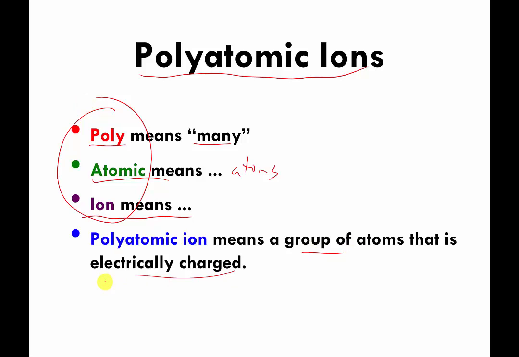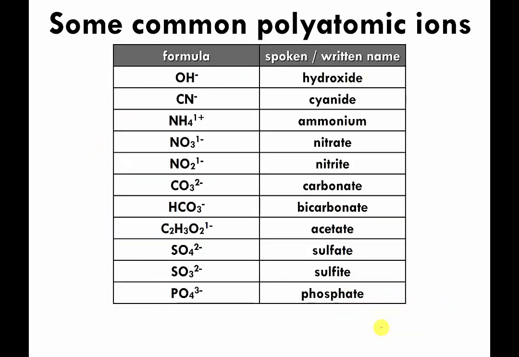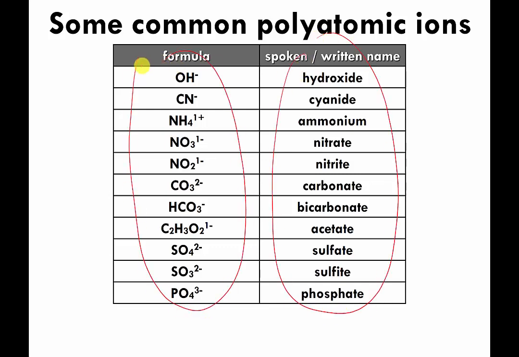This little bit about polyatomic ions is sometimes confusing to students, so I'm going to try to go through it somewhat slowly, and hopefully it will make sense. Don't memorize this word, polyatomic ion. It's not really necessary to know. You should just understand the idea of what I'm about to show you on the next slide. So this is a table with a bunch of formulas and a bunch of names associated with those formulas.